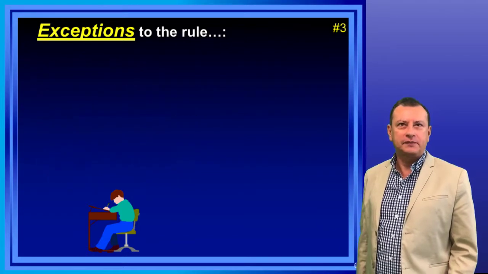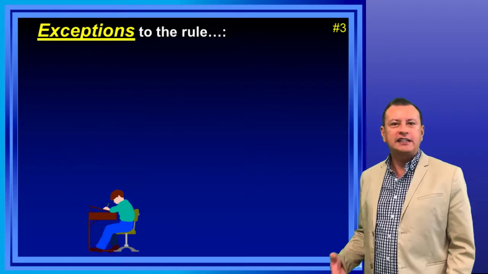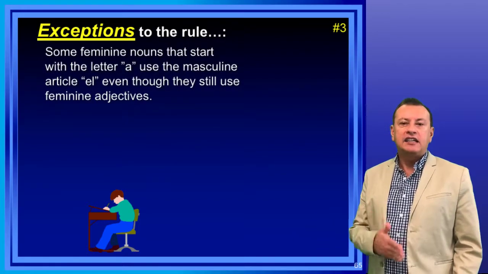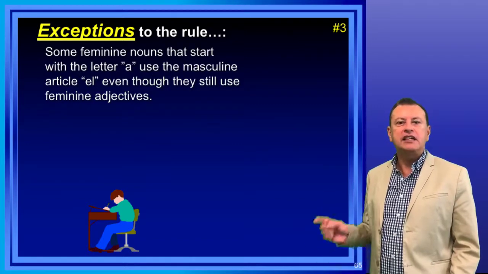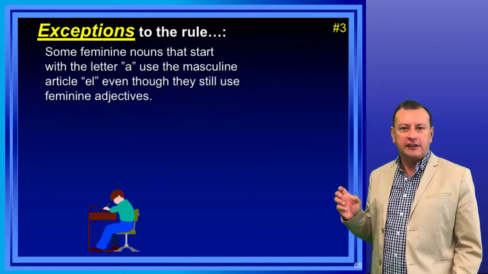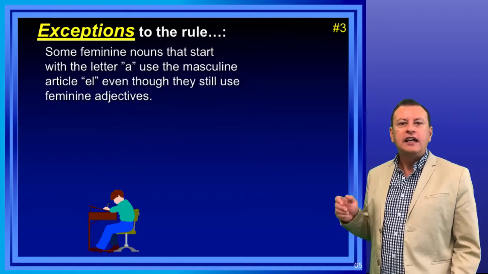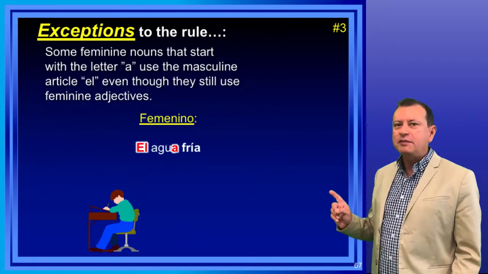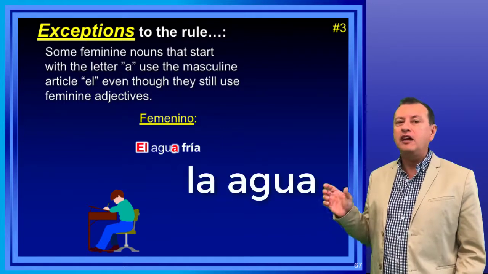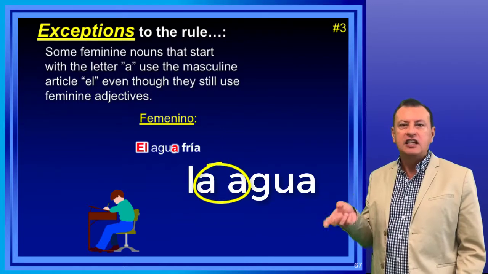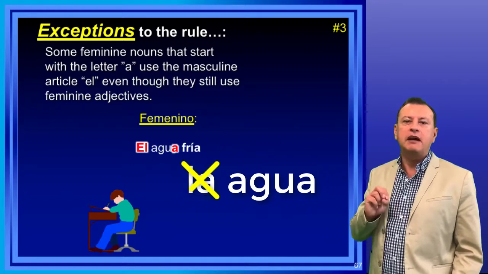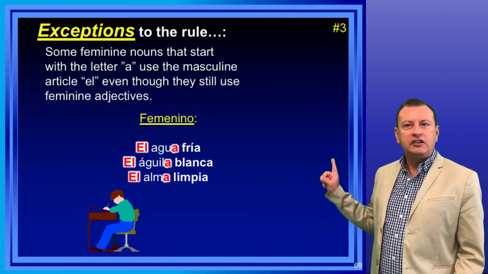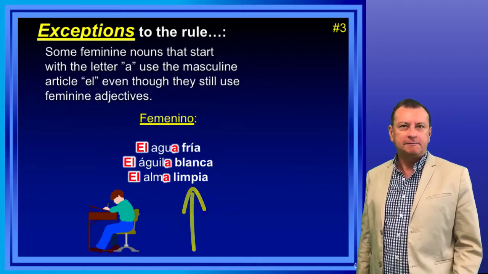Exception to the rule number 3. Certain nouns in Spanish that start with a and still are feminine might take the masculine article because of this phonetic conflict. For example, agua is a feminine word. However, notice that we use el agua because if you have la agua, it will have a conflict of phonetics. So for purposes of that, we switch it to the masculine article. Other words are el águila, el alma. But notice that the adjectives would always be feminine.